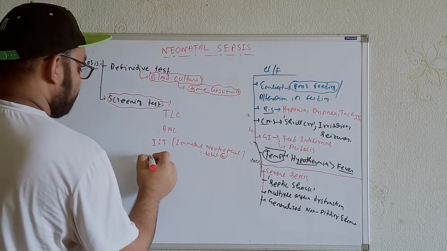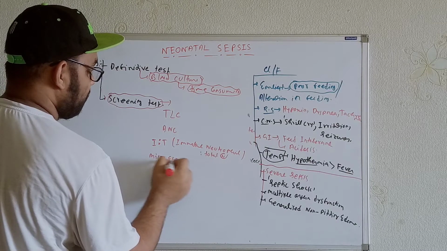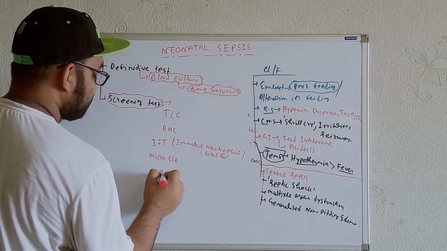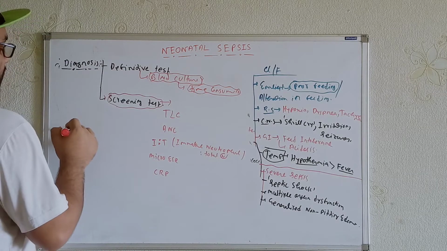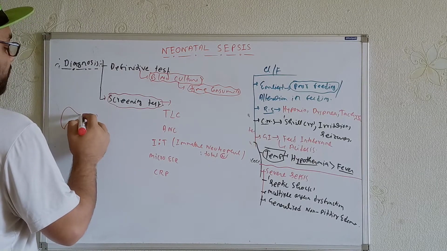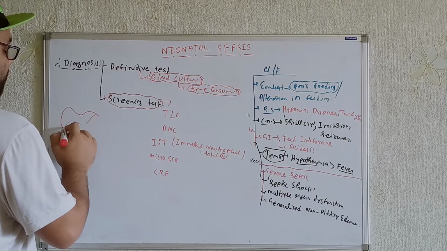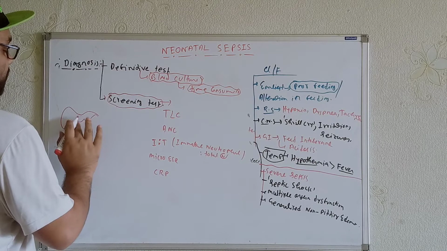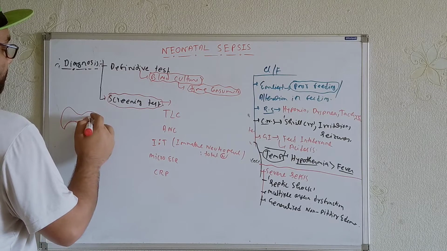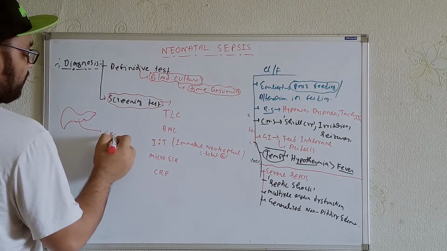And you also have to do the micro ESR, the sedimentation rate, and the C-reactive protein. Basically, we know that for any kind of inflammation or infection, there is secretion from the liver of what? We get the secretion of C-reactive protein.